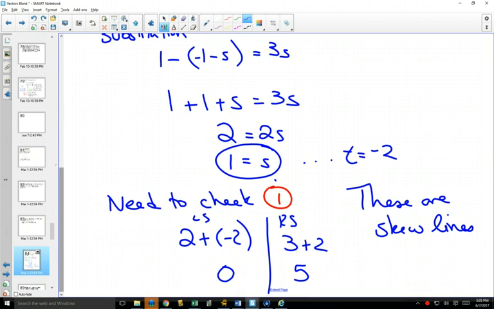If it were true, if you checked equation 1 and s and t worked for equation 1 as well, then you could find the point of intersection by plugging in s equals 1 into your equation or t equals negative 2 into your equation, and you would get a common point.